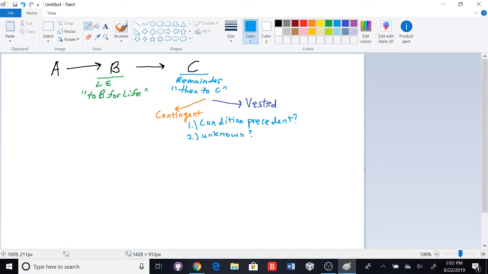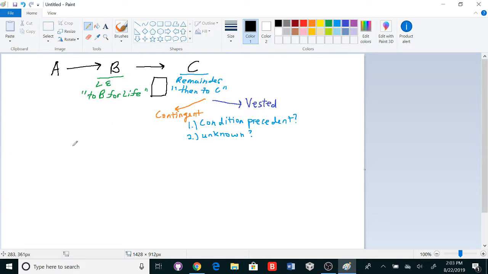So what's a condition precedent? Well, let's look at this example from earlier. LE, the life estate, to B for life, remainder, then to C. There's no condition precedent. There's nothing in between this language that would prevent C from taking possession immediately after the life estate. So in this case, C has a vested remainder.